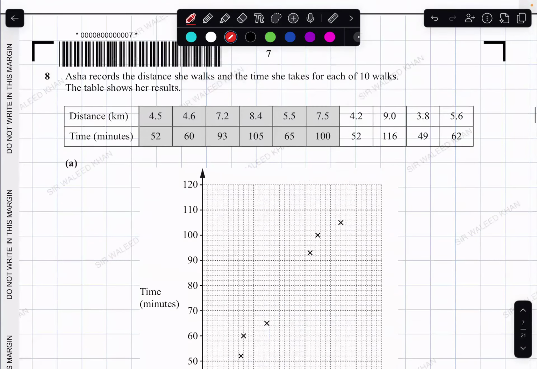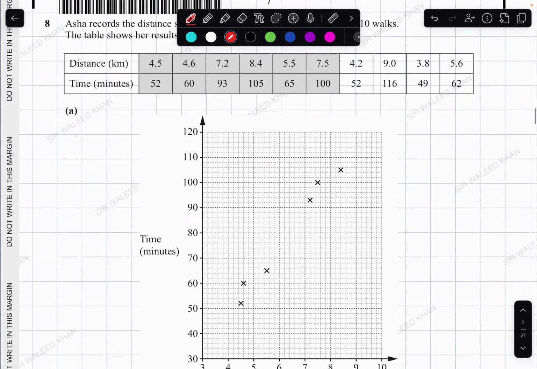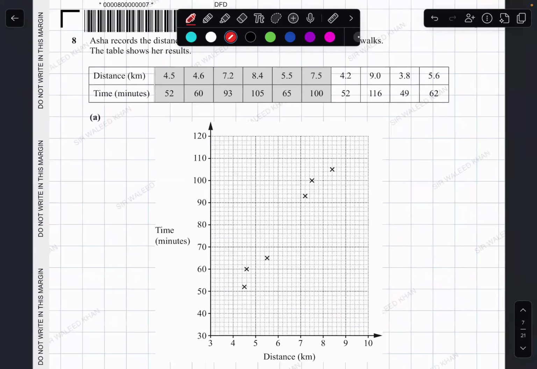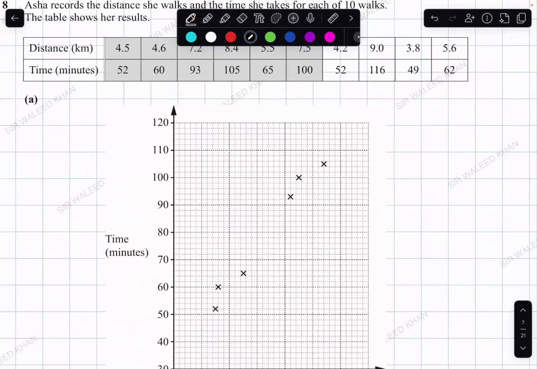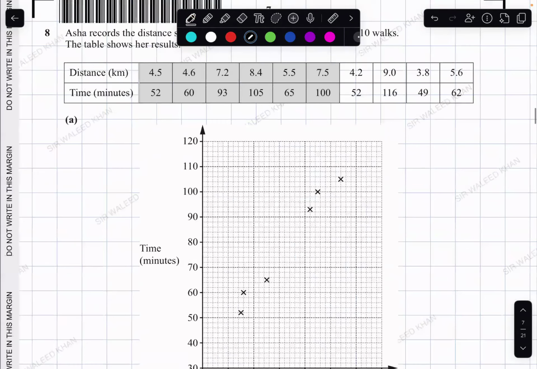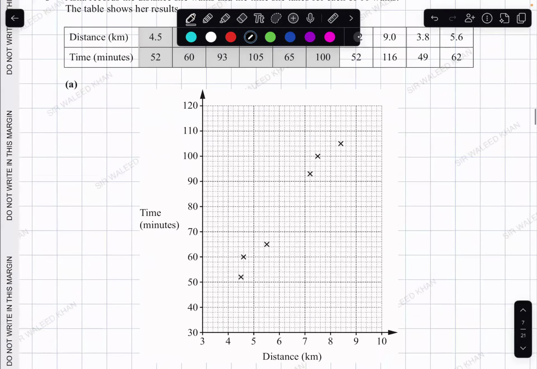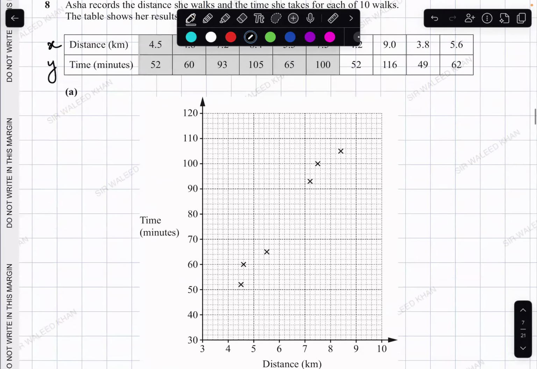Okay. Question number 8. Asha records the distance she walks and the time she takes for each of the 10 walks. The table shows her results. You can see they have made a scatter plot in which they have marked 6 points. The remaining 5, the unshaded ones, you have to mark. Let's mark them. Be careful: the distance is on the x-axis, the time is on the y-axis. Don't get confused. So 4.2 and 52.